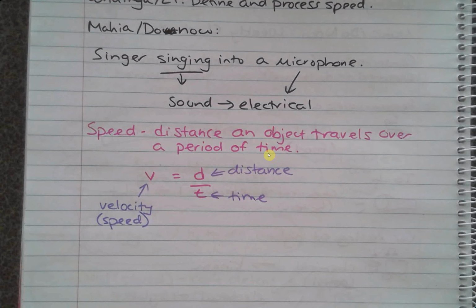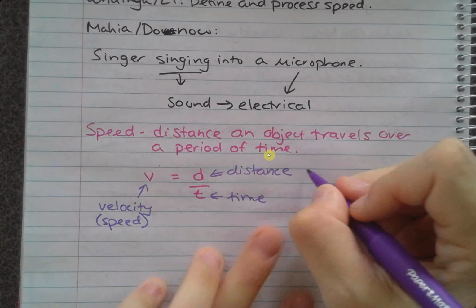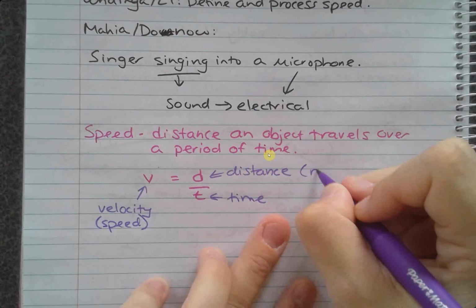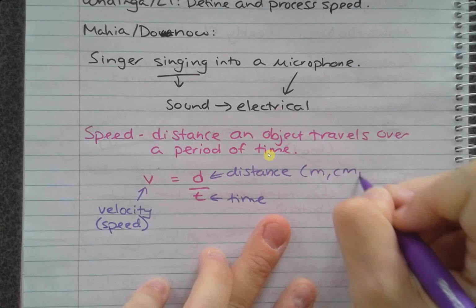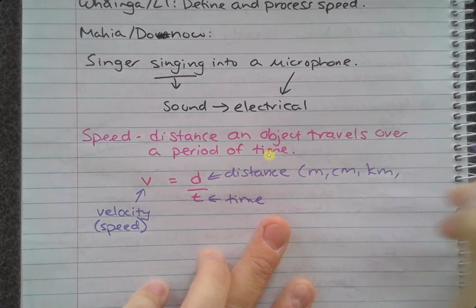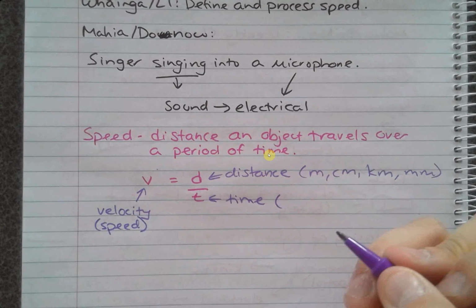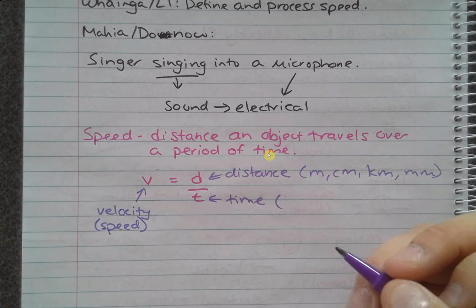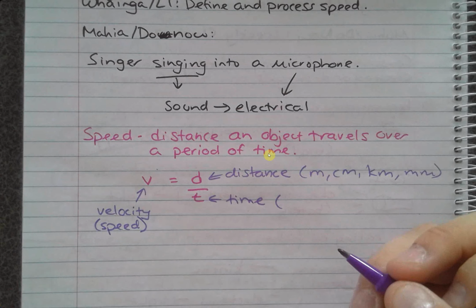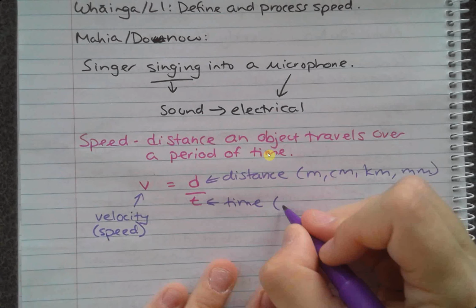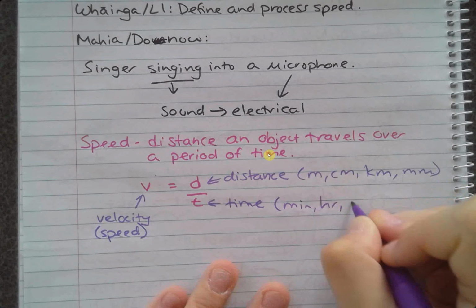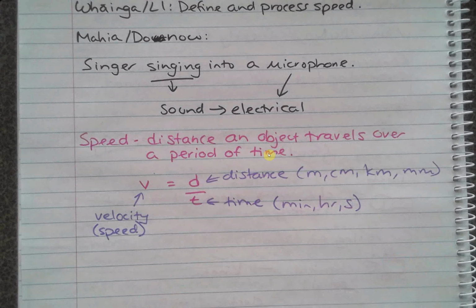What are some examples of units that I could measure distance in? Meters? Centimeters? Kilometers? Yeah, all those work. Millimeters? What are some units of time? How do I measure time? Stopwatch, but what is the unit for time? Minutes? Hours? Seconds. Milliseconds and seconds.